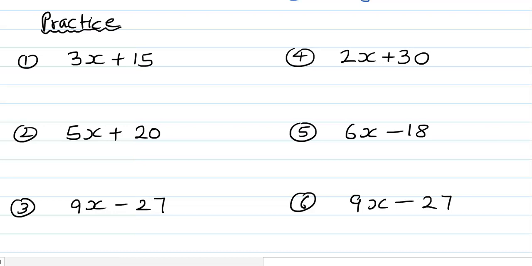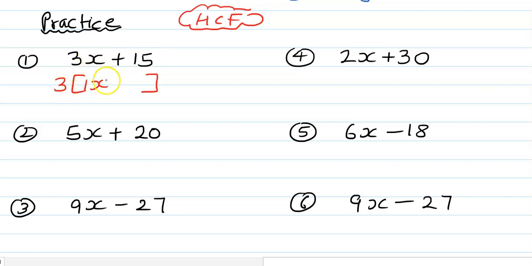Welcome back. If you have tried, now you can see our key number here is the highest common factor. In which timetable do 3 and 15 come? Definitely it is 3. So 3 is outside. Put a bracket. Now what can we write down here? 1x, because 3 times 1 is 3x. And this 15 divided by 3 is 5. So it will be x plus 5. So you can write down 3 times x plus 5.